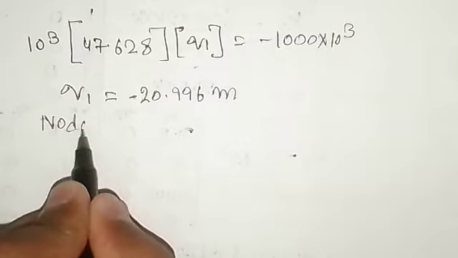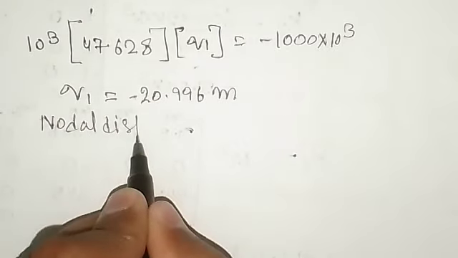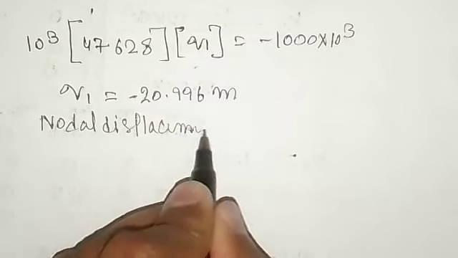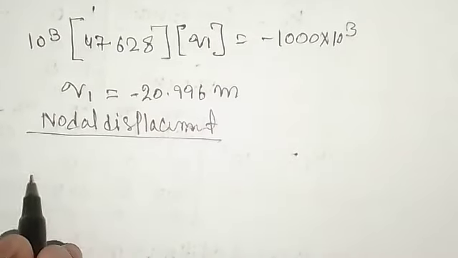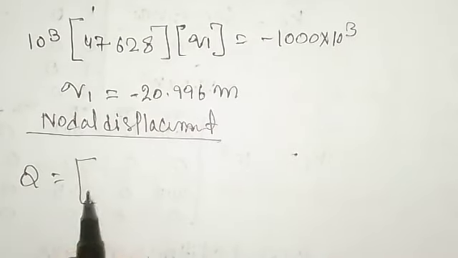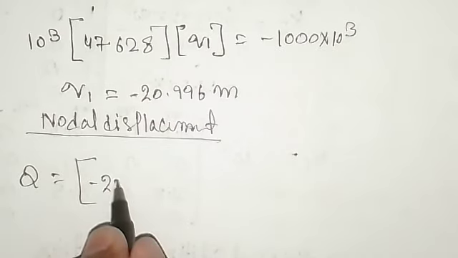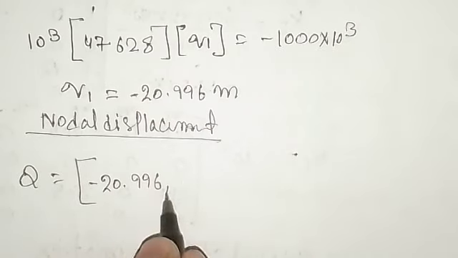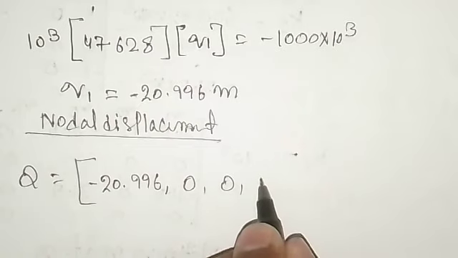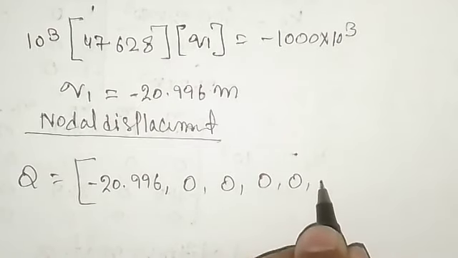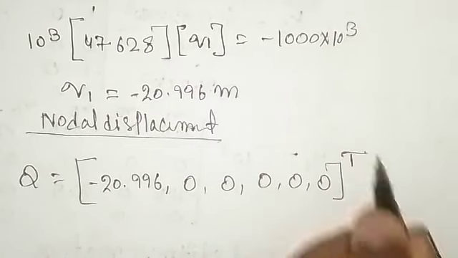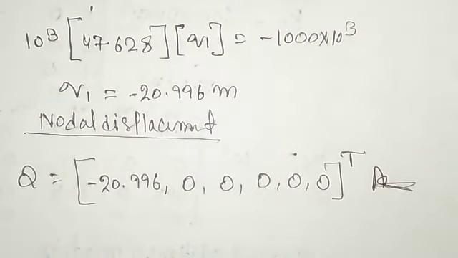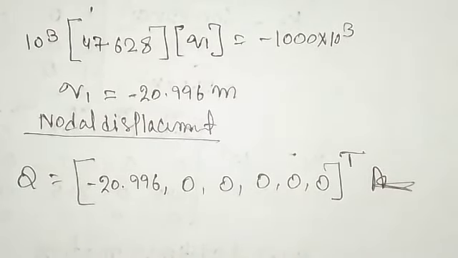Your answer will be like this: the nodal displacement Q is equal to Q1, Q2, Q3, Q4, Q5, Q6. So Q1 is minus 20.996, and Q2 is 0, Q3 is 0, Q4 0, Q5 0 and Q6 0. We have a transpose. This is the first answer. Then we have to find out the stresses in each member, right?